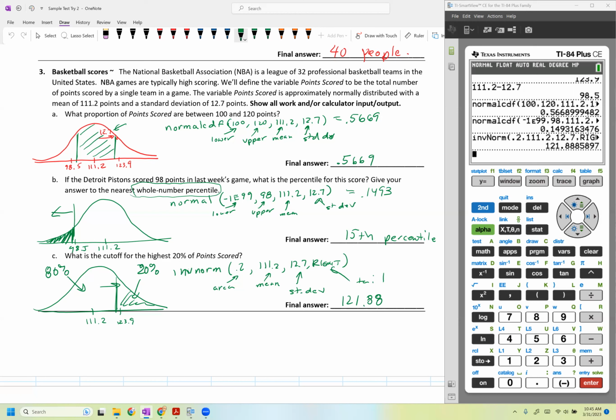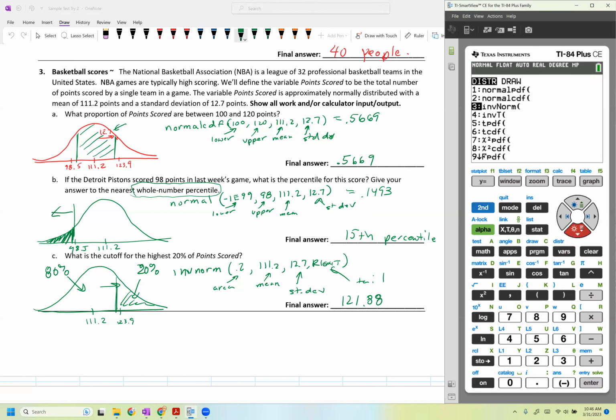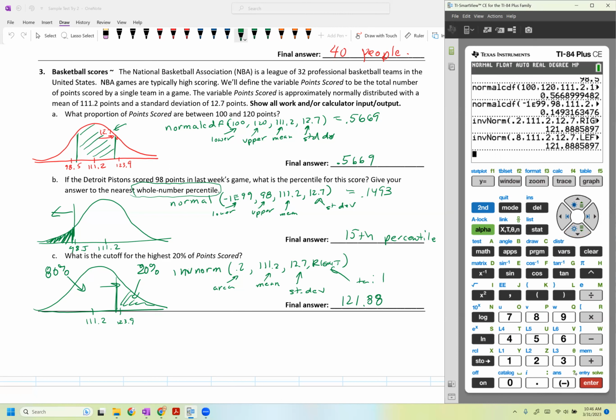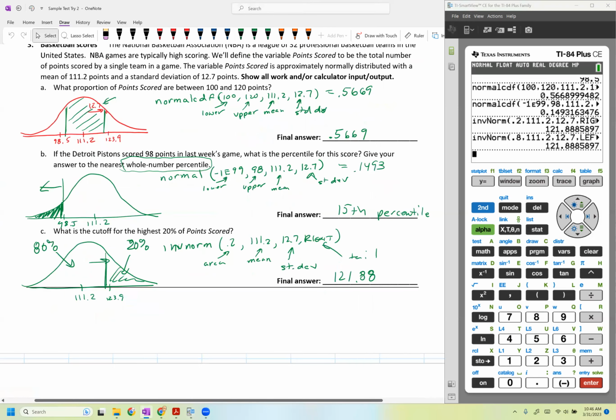Now, some calculators don't support that right-left thing, and it defaults to the left distribution. So you could get the same answer from the older calculator by saying we want the lower 80% and specifying the left tail. And you'll see that we get exactly the same answer out from both of them. And that takes care of question number 3.